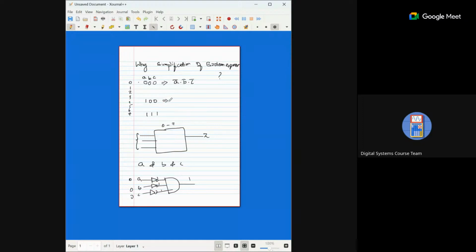Similarly, like this I can write A dot B bar dot C bar. Similarly, all ones can be represented as the uncomplemented value. So wherever there is 0, I have to put a bar, and an AND gate. So this is called a minterm. I can define this minterm with some notation, or product term. Simply I call it a product term.